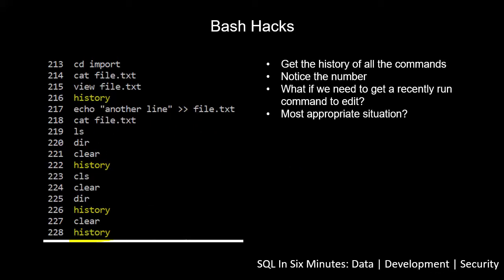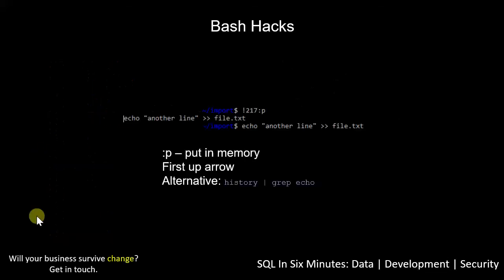We'd have to go through a really long history to find it. So one of the things we can do, if we want to just run this 217 that we can see, is use this exclamation point here. We'll put in the line number, in this case 217, and then the :p puts it in memory. That way the first up arrow we press is going to repeat that line.